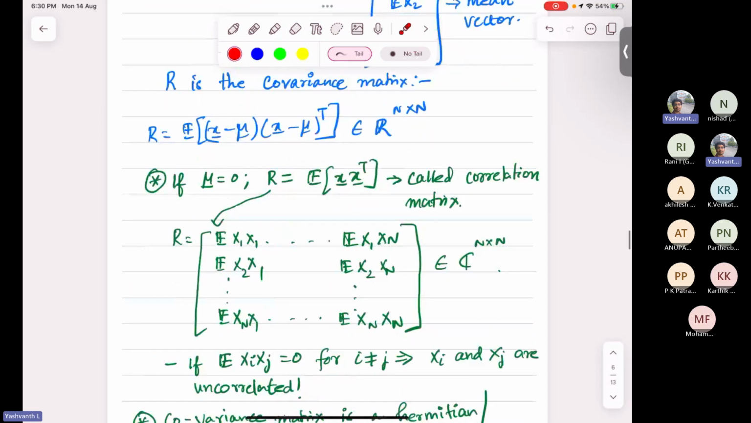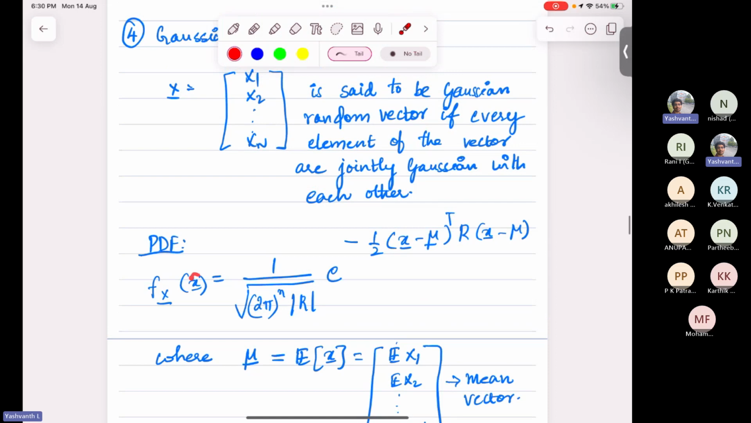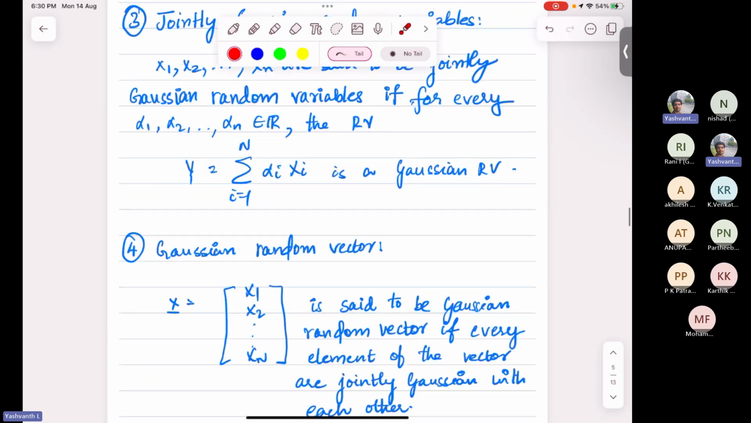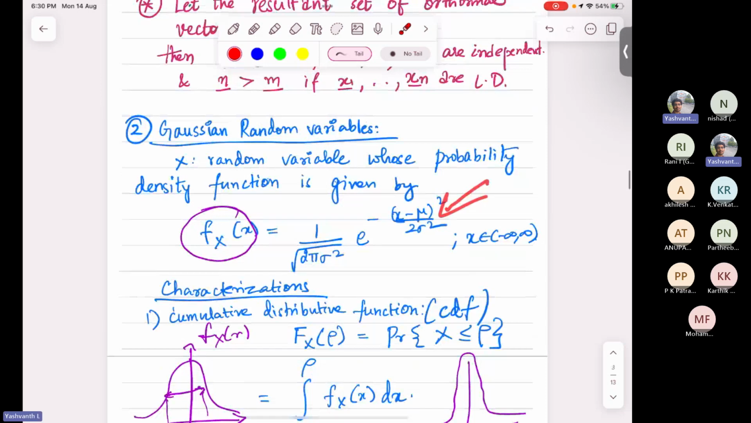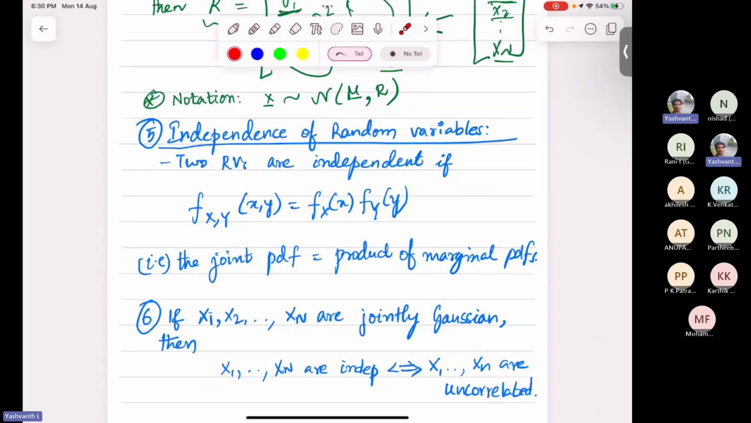For example, this is a joint PDF, because I'm taking x1, x2, and so on till xn, and jointly writing the PDF of all the n random variables, which is abstracted by one vector. But we know that individually every element is a Gaussian random variable with a PDF like this. Now, if I can show that for two random variables the joint PDF is the same as the product of the marginal PDFs, then these two random variables x and y are said to be independent.